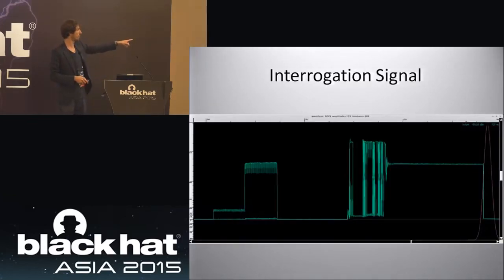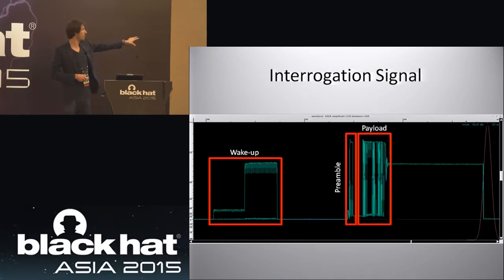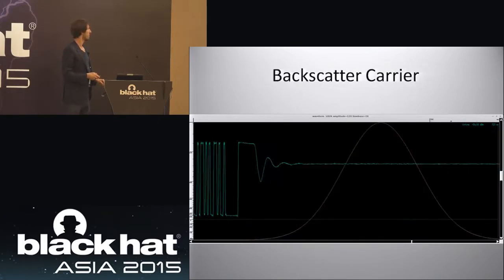So if you were to look at the signal, again, it's a similar sort of thing to the keyless entry. All this stuff is linked. There's a lot of really similar stuff in all of these different protocols. So there's a wake-up, there's a preamble, there's the payload. In this case, it's saying, hey, tell me your ID. And then because it's backscatter, you need to energize the tag. And so you have this unmodulated backscatter carrier that's transmitted to the tag.